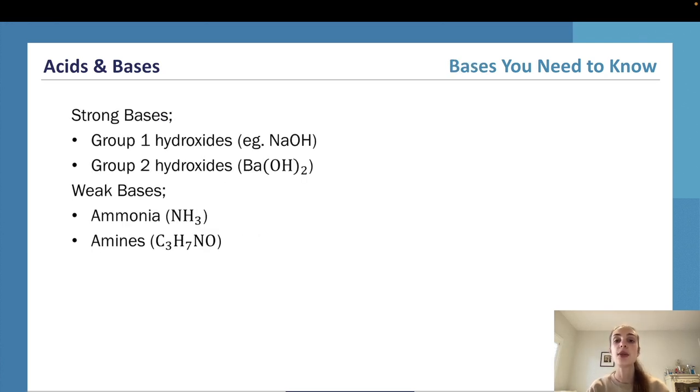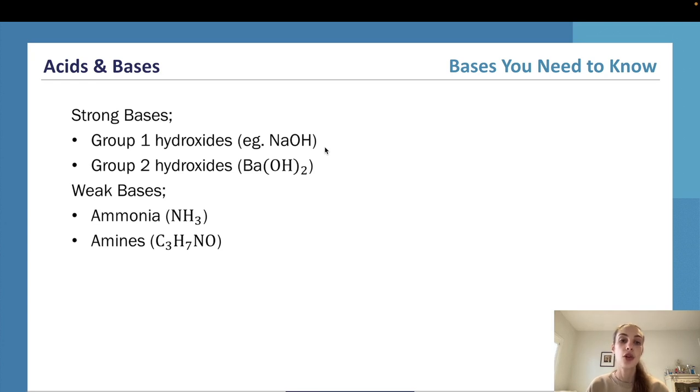And then the bases which you would need to know. So your strong bases, again, don't try and commit these to memory, but as long as you know them before the exam, they are quite important and you'll probably encounter them along the way. Your strong bases will be your group 1 hydroxides. So that's, for example, sodium hydroxide, lithium hydroxide, all those types of things.